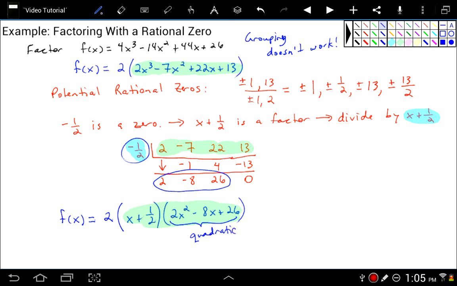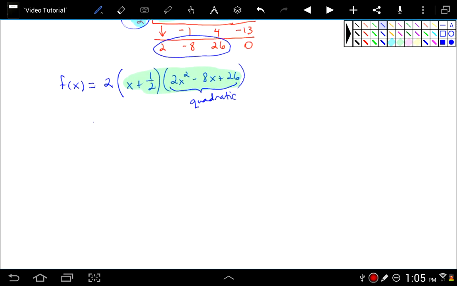Okay, so let me work on this. Sorry about that. Let's set this guy, the quadratic, equal to 0 and solve now.